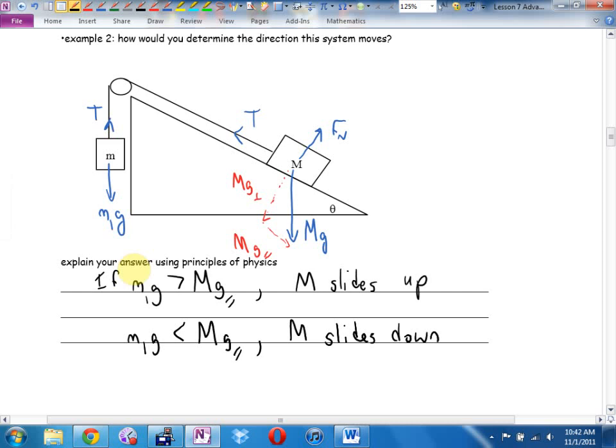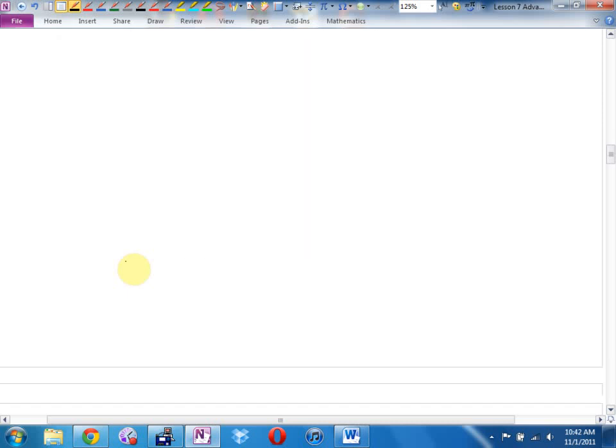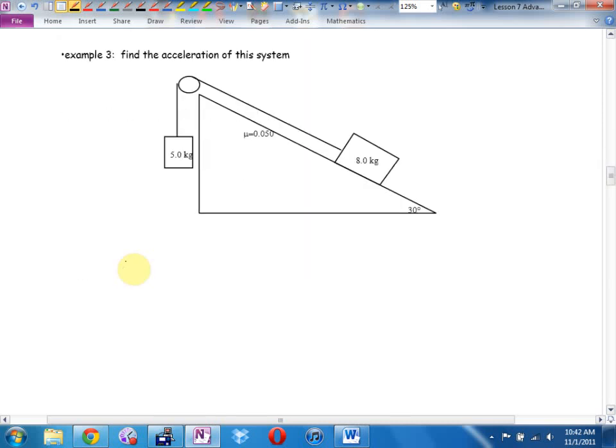Like example three. It says, find the acceleration of the system. Okay. What are the forces acting on mass one? Get the obvious ones. Gravity. What else? Tension.